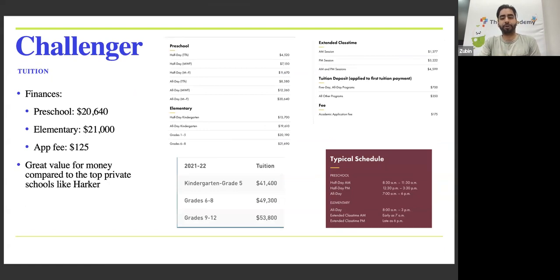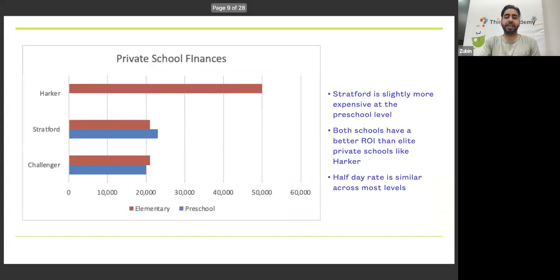If you compare both these schools, however, to say something like Harker, which is one of the elite private schools, you will realize that the ROI, return on investment, in Stratford and Challenger level schools is a lot better. Obviously, everyone's situation is different, and if you can afford it, then it's a completely different ball game. But purely in terms of the return on your dollars spent, these schools offer a comparable level of education quality, certainly way higher than the public school core curriculum at a much better price.